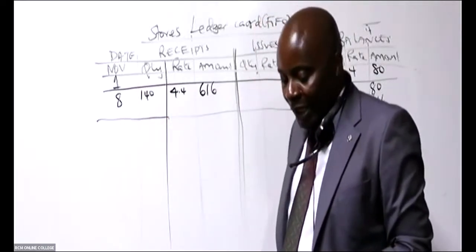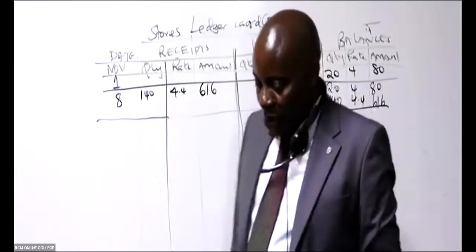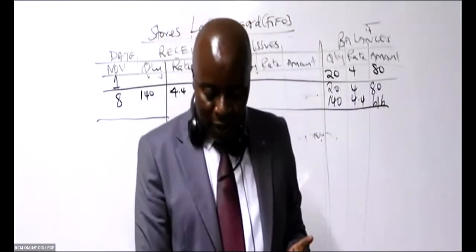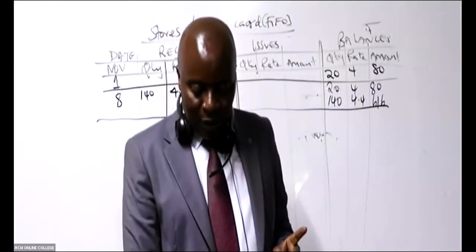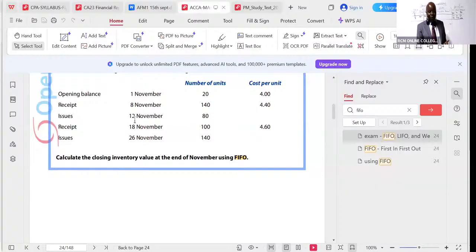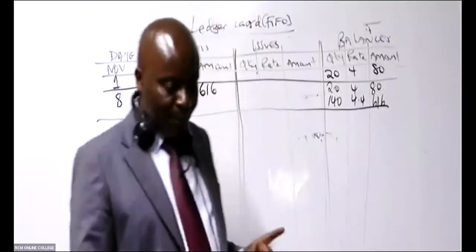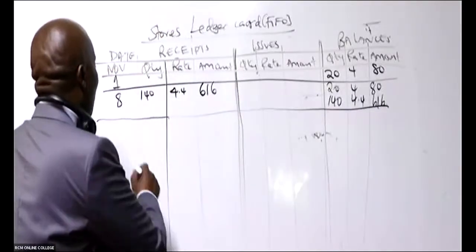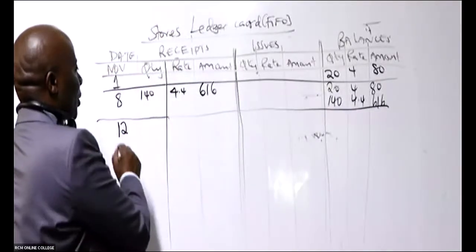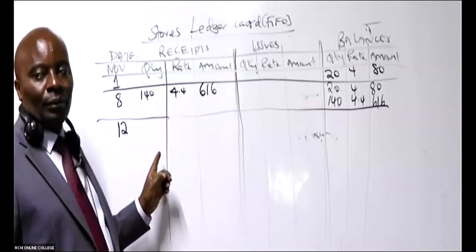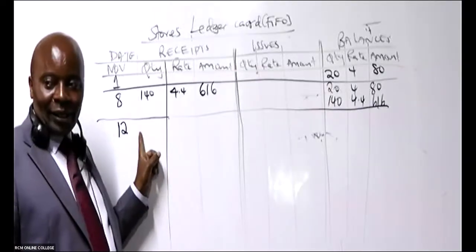After November 8th, ladies and gentlemen, we have another date. So, ladies and gentlemen, after that, we have issues. So on 12th November, we issued, isn't it? Yeah, we issued. So where do I write that issue? Here, right? Wrong.